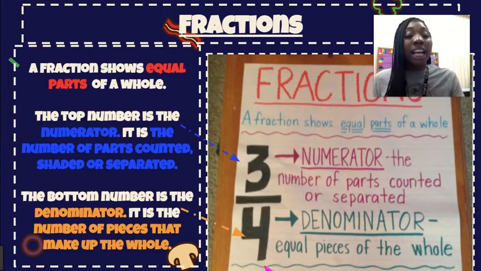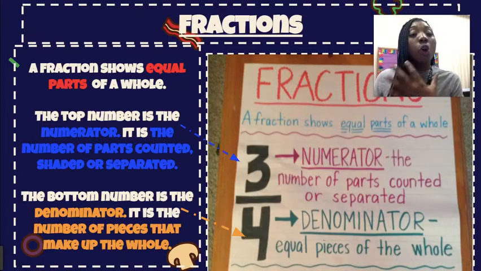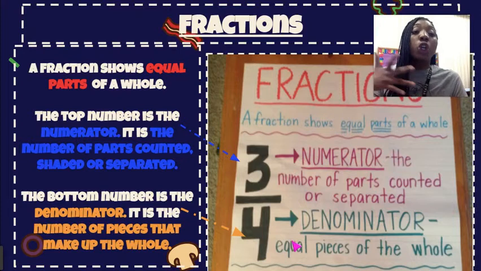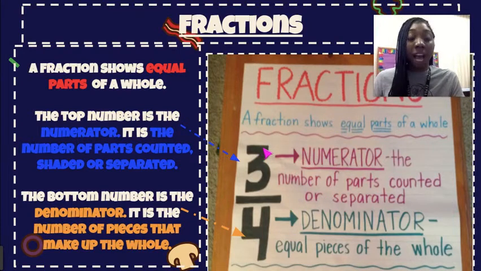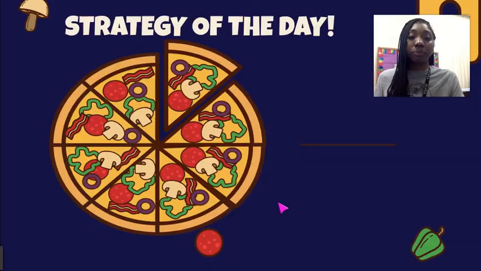Great job. And so the denominator shows the equal pieces of the whole. When you write a fraction, you will always have a numerator, which is the top number, and you'll always have the denominator, which is the bottom number. So let's take a closer look at fractions.